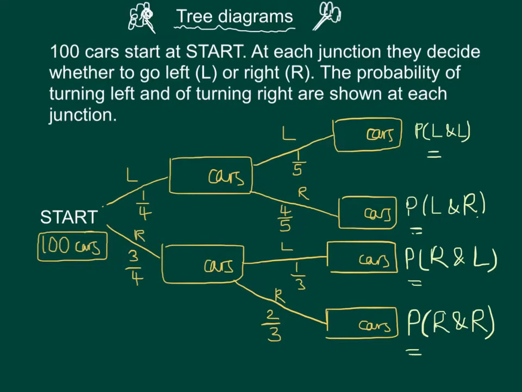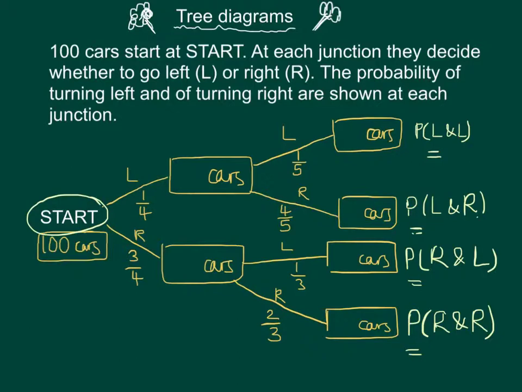Hello and welcome to this video on probability tree diagrams, a very important topic in probability. So we're going to think about this problem first by thinking about cars at junctions. At the start, which is here, we're going to have 100 cars. So imagine it's the car park at school. There are 100 cars here and they're all going to go home in their different ways.